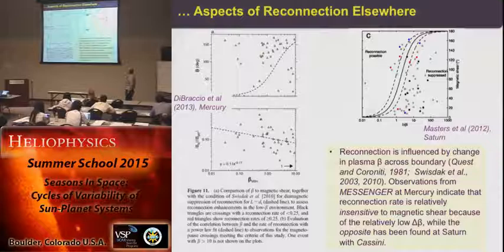So these planets represent different extremes of reconnection, and I think they illustrate quite nicely that we need to consider not only magnetic shear in the problem, but also an intrinsic property of the plasma itself, in particular the change in plasma beta across the boundary.